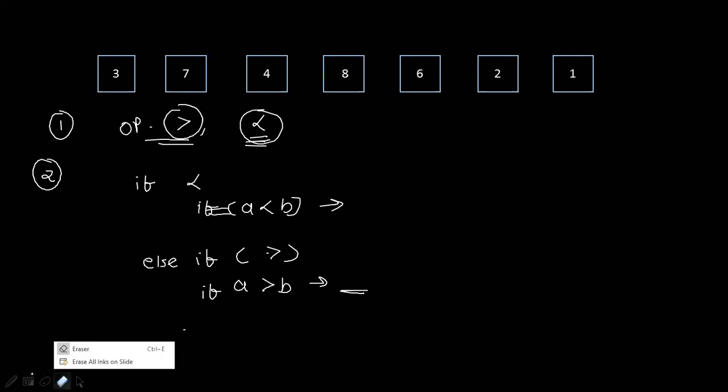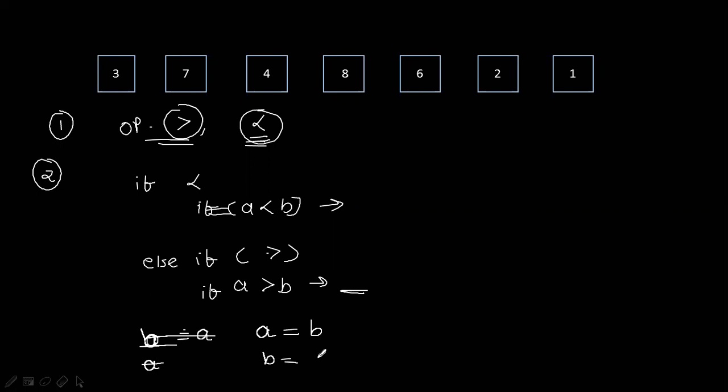So something like this we can do. Whatever the previous B was, we will make it as A because it's the right side operation, and the new B can be A of I plus plus. So these are the three operations that we need to do.